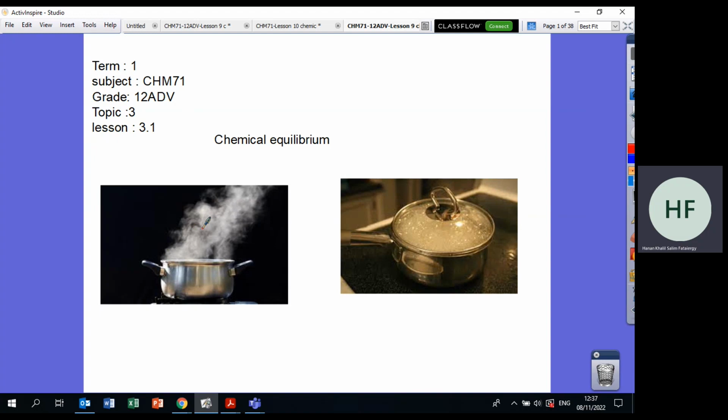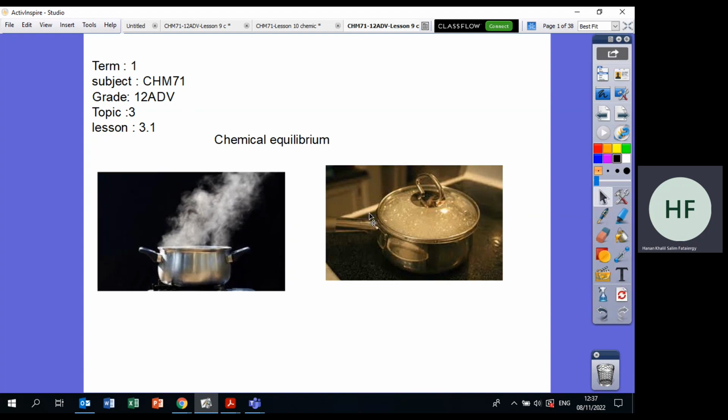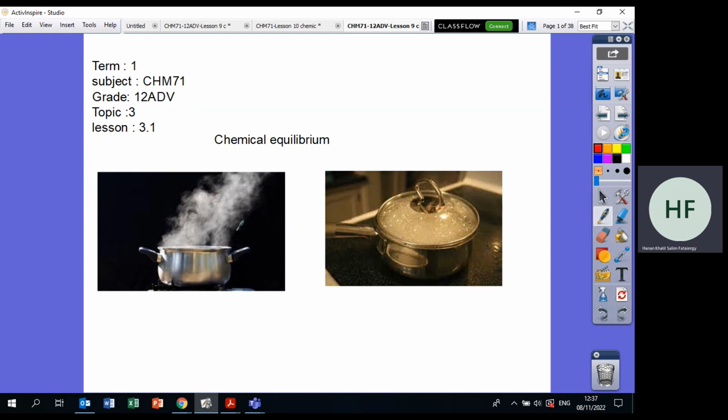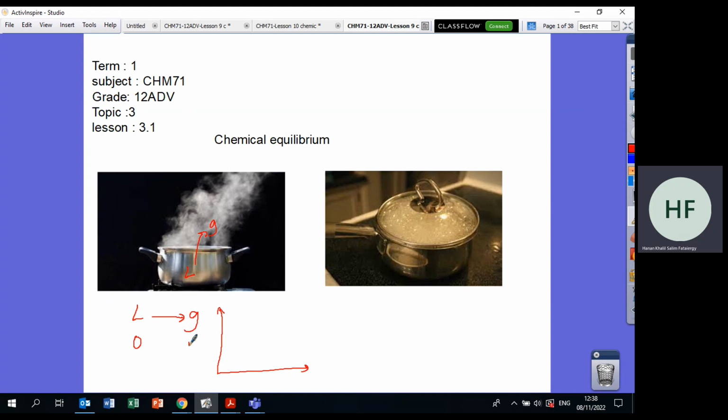Now, first of all, I want you to look at these two images and tell me what is the difference between the first one and the second one. As you can see in the first one, water is boiling. So I can say here liquid is becoming gas. And what will happen after a while? All the liquid will become gas and the pot will be empty. So the liquid after a while will be zero and all of it will be gas.